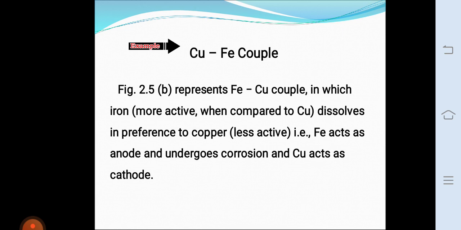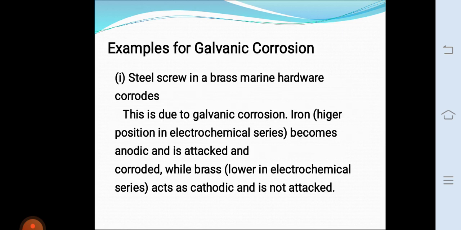Examples for galvanic corrosion. First one is a steel screw in brass marine hardware corrodes. This is due to galvanic corrosion. Iron becomes anodic and it is attacked and corroded, while brass acts as cathodic and is not attacked. Second, a bolt and nut made of the same metal is preferred in practice because galvanic corrosion is avoided due to the homogeneous metal. In prevention, galvanic corrosion can be minimized by providing an insulating material between the two metals.